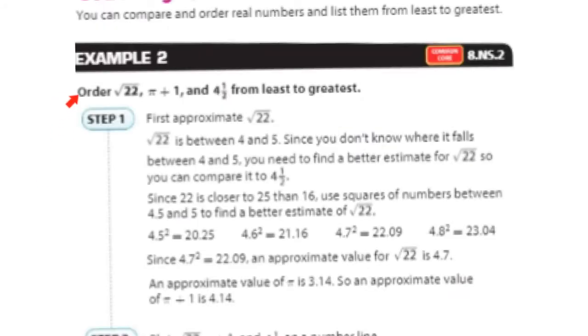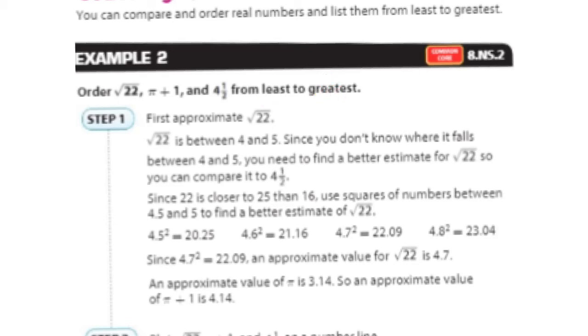Okay, so what we're doing here is we're going to order the square root of 22, pi plus 1, and 4.5 from least to greatest. Make sure you know what you're going to do. Most times they do have least to greatest, but every once in a while they'll switch these up and they'll want greatest to least. So be careful if you're going to go low to high or backwards, high to low.